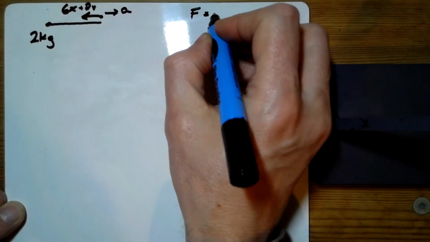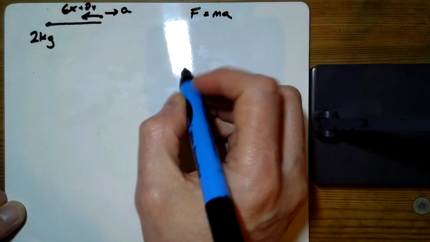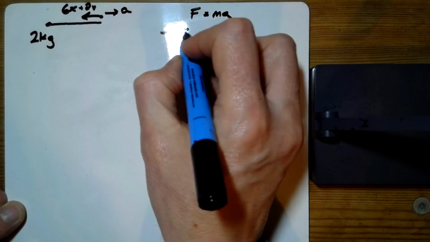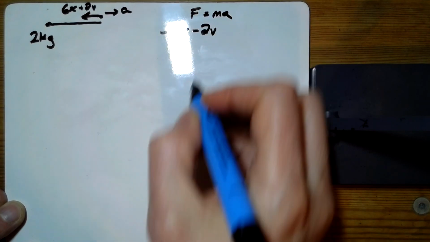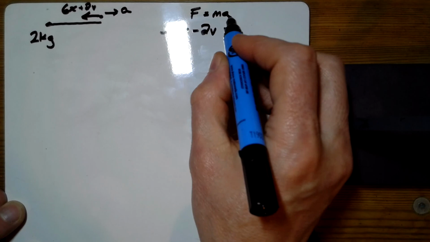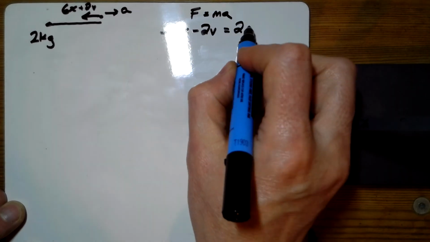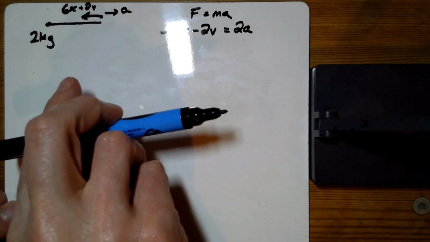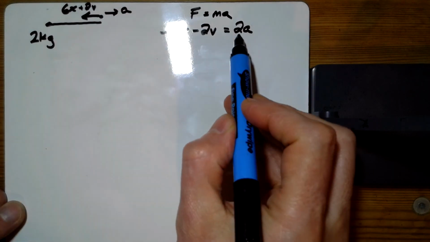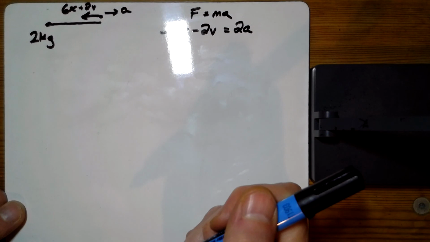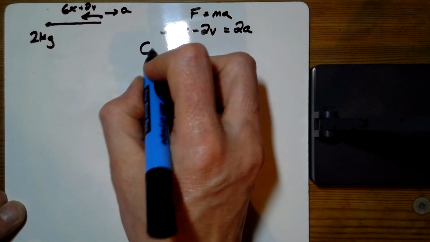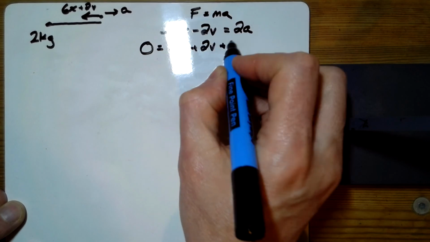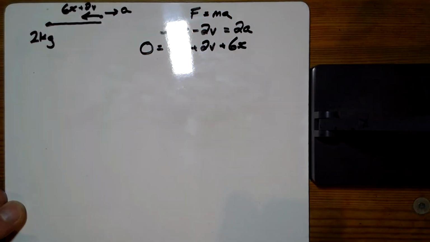So using F equals ma, the force equals the mass times acceleration. The force going that way is minus 6x minus 2v, and the mass is 2, so I've got 2a here. I'm taking this way as positive, and so the acceleration is 2 times a, and the force is back the other way, a negative. Let's just put that all over on one side. So I've got 2a plus 2v plus 6x, and really that is the answer we're looking for.